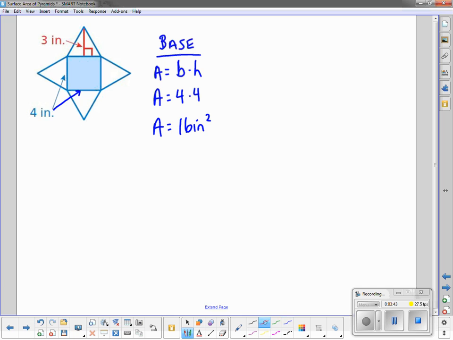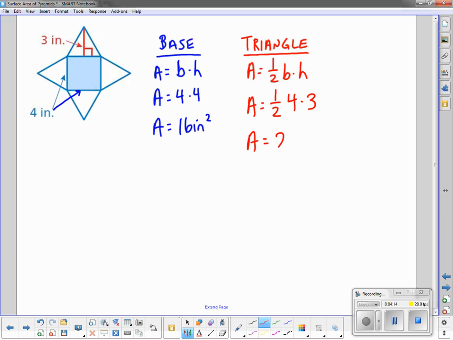Now we're going to work on the area of the lateral surface, and I'm just going to call them triangles. Once I find the area of one triangle, I know every triangle because they're all the exact same size. We use the formula area equals 1/2 times base times height. And this means we have 1/2 times the base is 4, the height is 3. So half of 4 is 2, 2 times 3 is 6.